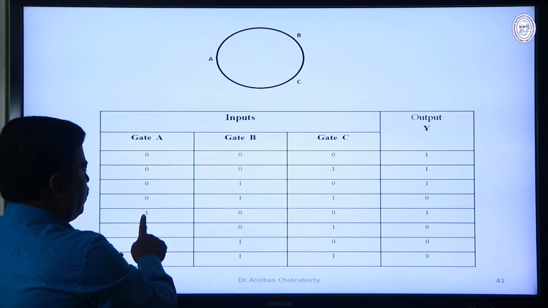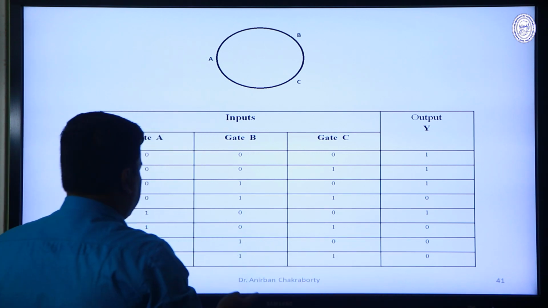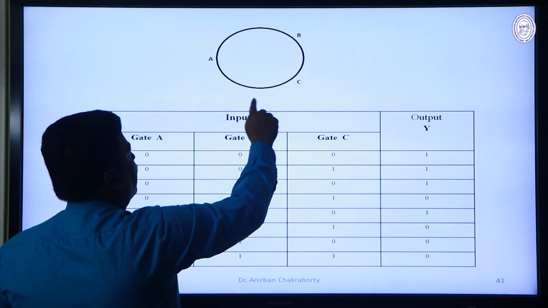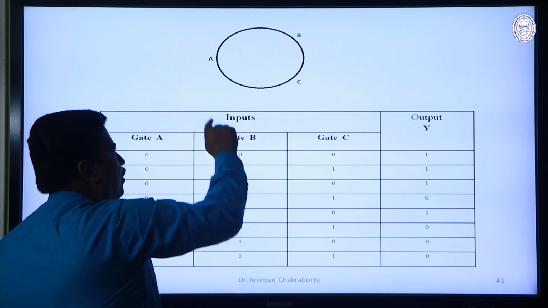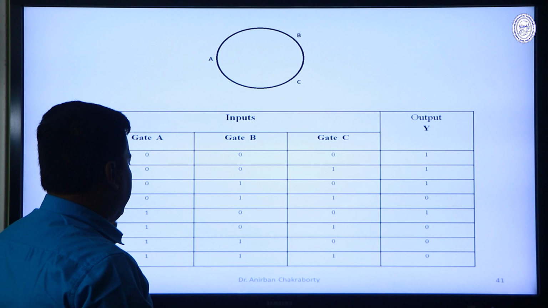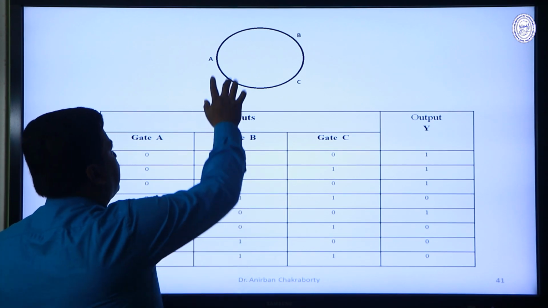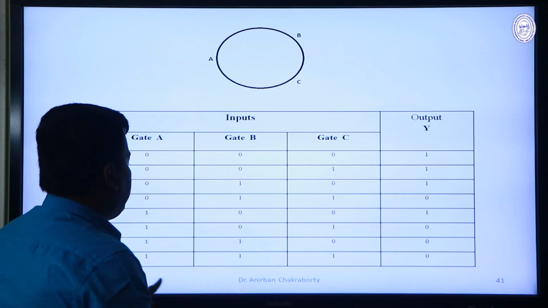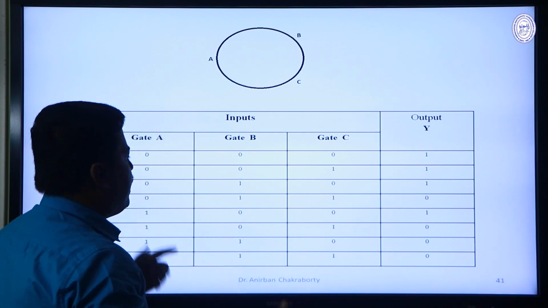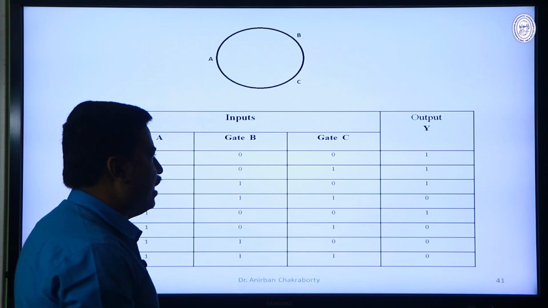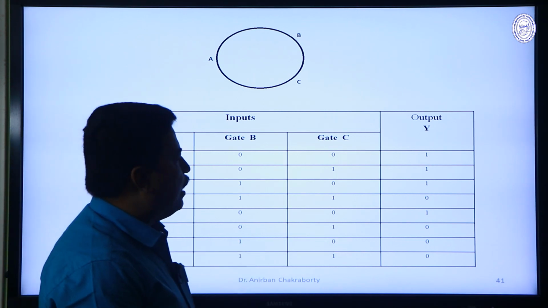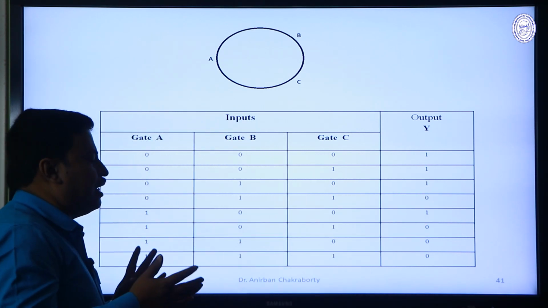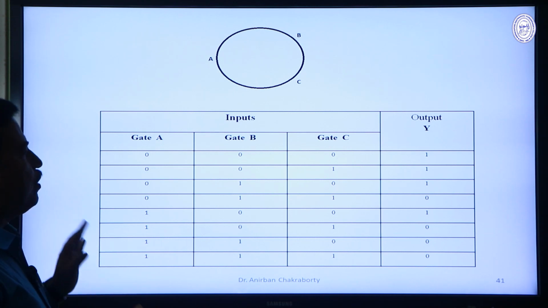Here only A is open, valid. Here A and C are opened, they are consecutive because it has a circular wall, so invalid. Here A and B consecutive, so invalid. Here all the 3, means AB or BC, many consecutive pairs, so obviously this is invalid. So here how many 1 terms are there? 1, 2, 3, 4. So in the output expression I will get 4 terms.